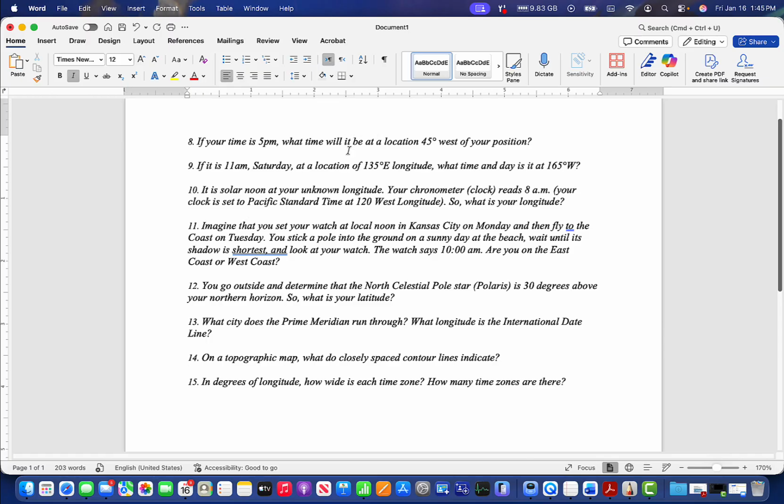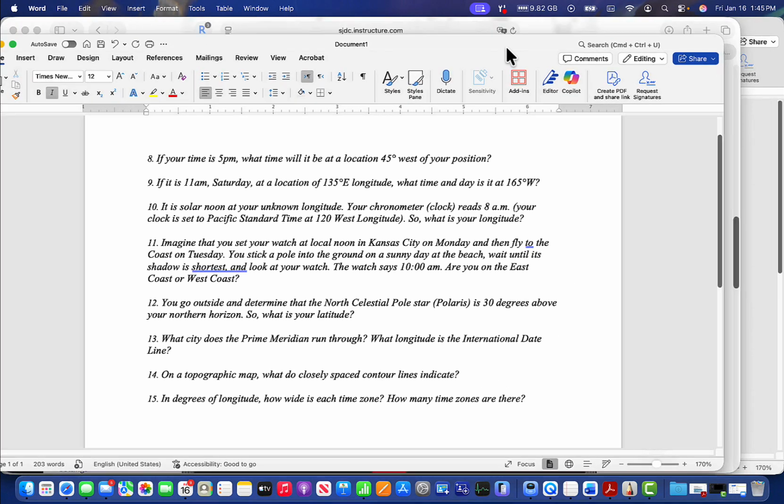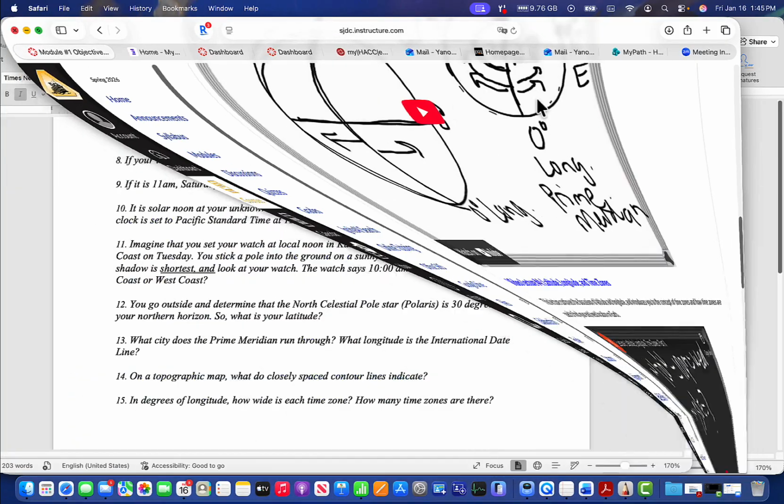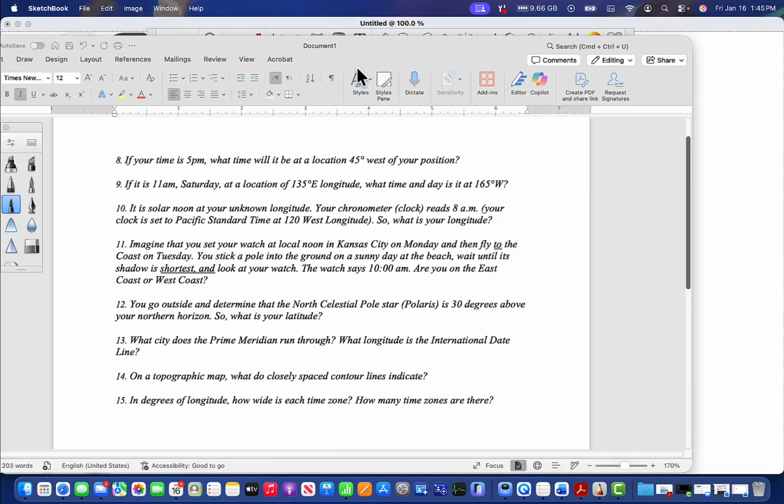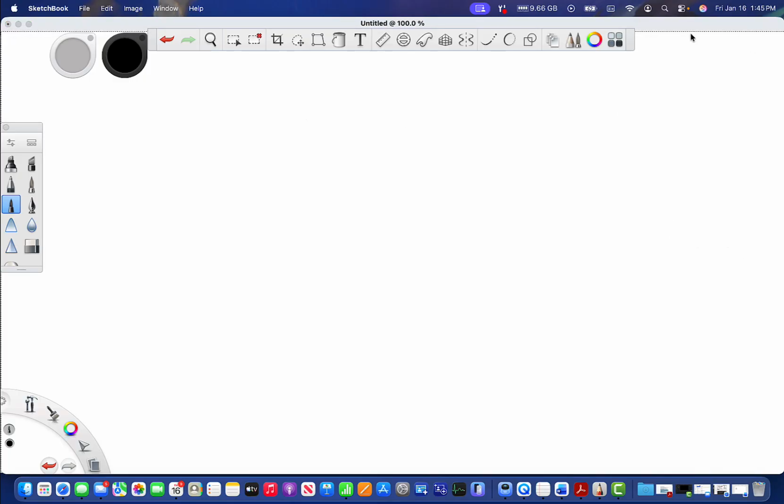It says if your time is 5 p.m., what time will it be at a location 45 degrees west of your position? So I've got my sketch pad up here, and let me just sketch it out for you. So the question is, it's 5 p.m. and we want to know what time it is at a position of 45 degrees west of your location.